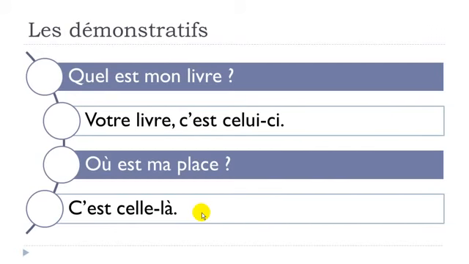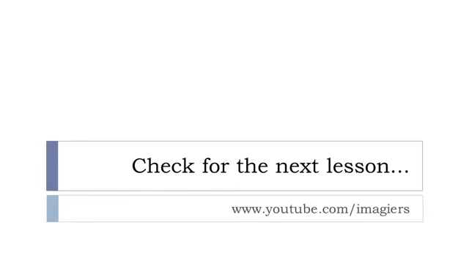So you've got to remember that we will have the difference between the masculine and the feminine, singular and plural, and then we'll have the difference between this ci, the first option, the nearest one, and then this là, the second option, so it's not the nearest one. So let's see and practice.